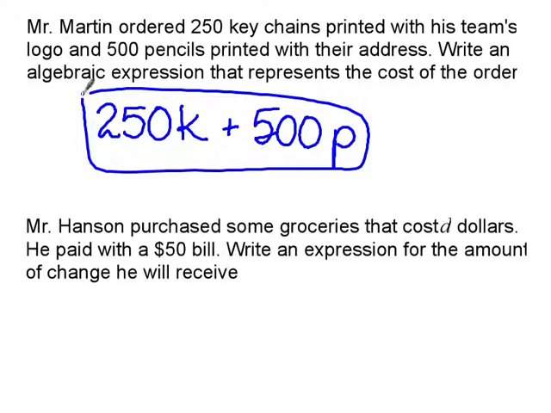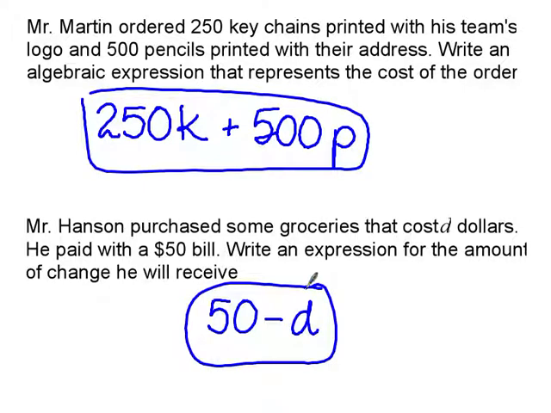Let's look at this next one. Mr. Hanson purchased some groceries that cost D dollars. He paid with a $50 bill. Write an expression for the amount of change he will receive. What one would that be? 50 minus D. Good job, because you start with 50 and subtract D. There you go. Shouldn't be too hard.